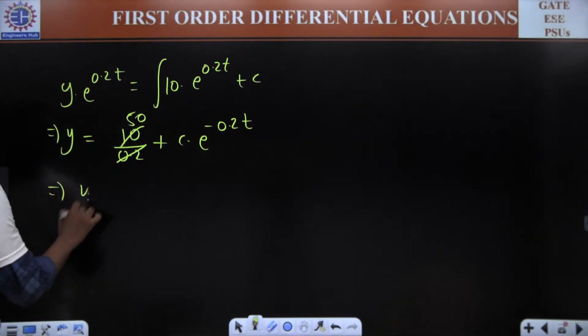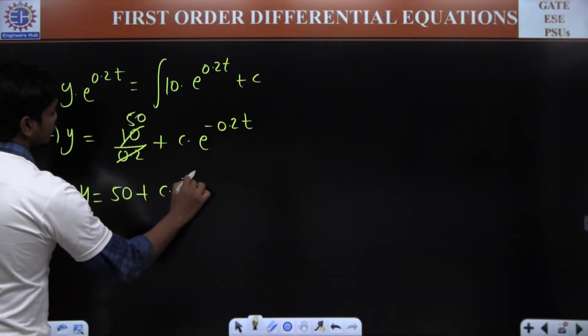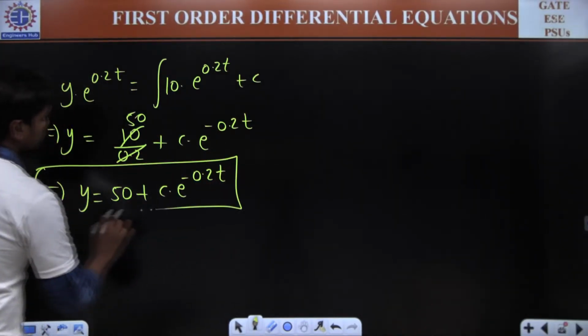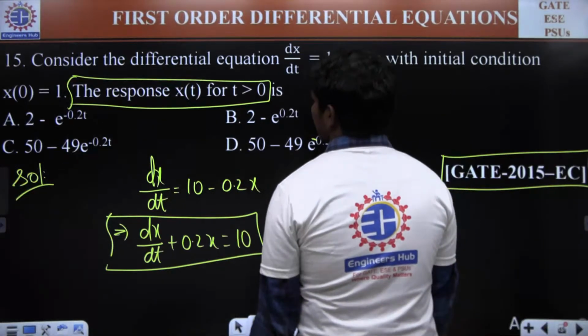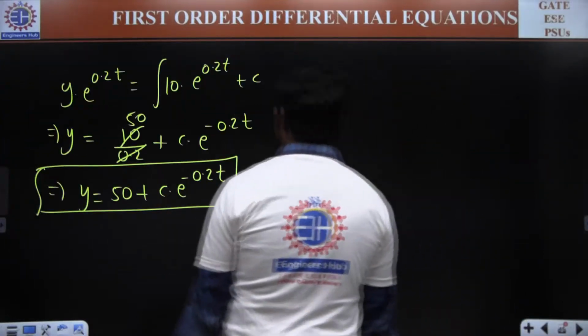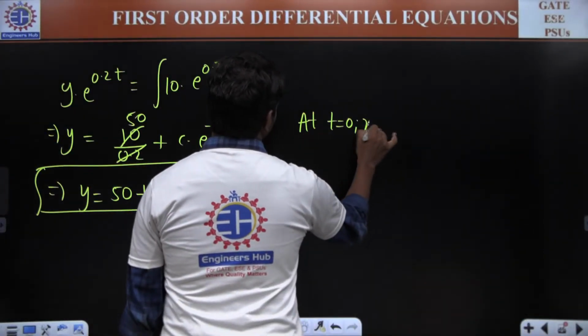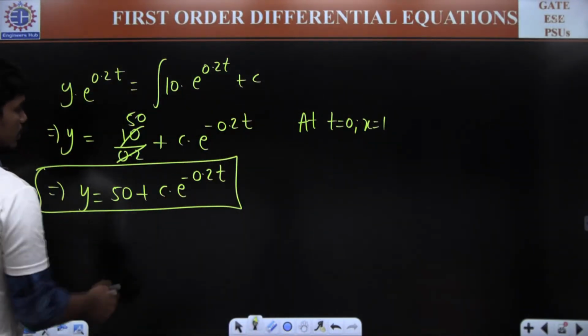So y is equal to 50 plus some constant into e power minus 0.2 into t. This is the solution for getting the value of c. I think they have given you one condition. What is this condition? X of 0 is equal to 1. So at t is equal to 0, x is equal to 1. So let us try to put t is equal to 0 and x is equal to 1 at a time.